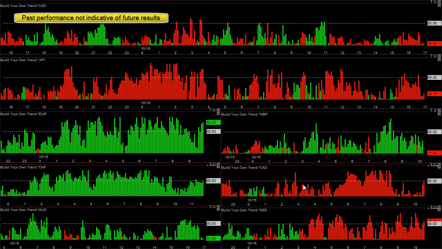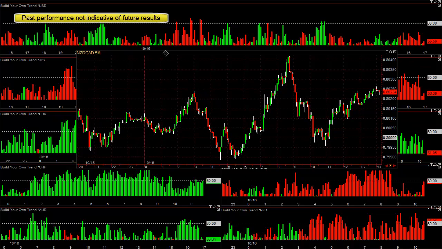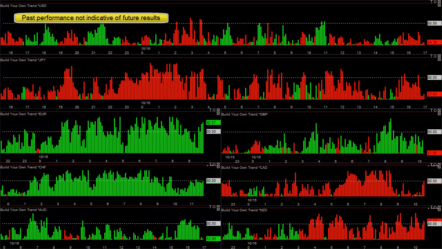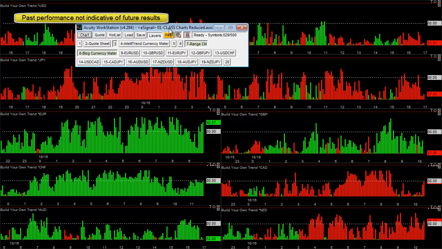You could have bought the very strong euro versus the CAD. Euro CAD is one that is going to be going up. And of course, that's what it does. And as you can see, when you buy a strong one versus a weak one, most of the time you're going to have winning trades. And the good part about trading in the direction of the trend is you're going to have significantly bigger wins than losses. Now, if you want to use this currency meter right there, it's already set up for you.